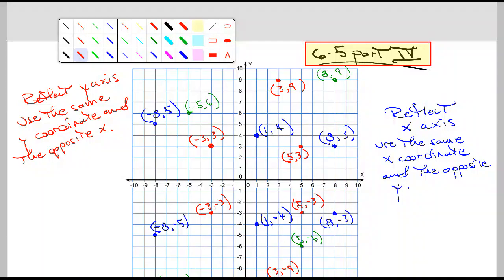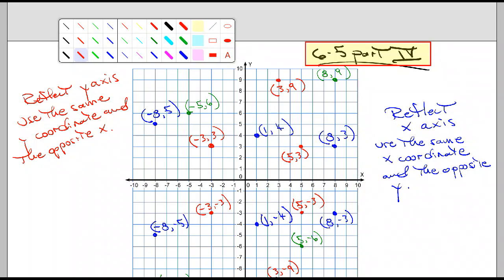So this is 6.5. I'm not sure what page it's on, but they talk about reflections and they give you some examples in your book. And the third type of reflection, which I'll go over here in a moment, I think they really do a poor job of explaining that one. They make it so much more complicated than it needs to be. But when you reflect something, it's like if you look at a mirror, you're seeing a reflection of yourself.